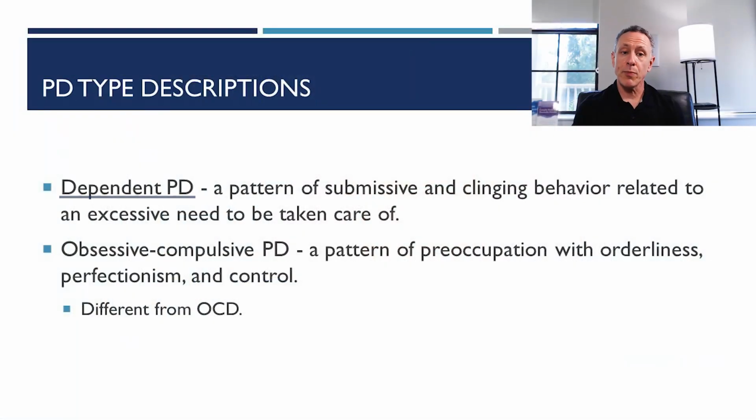And then we have dependent personality disorder. This is a pattern of submissive and clinging behavior related to an excessive need to be taken care of. Now, this isn't codependency. Codependency is very different. Codependency is the need to be needed. Dependent personality, they have an intense need to rely on someone else for even basic questions, basic clarity, basic understanding of themselves. So they're like an empty jar.